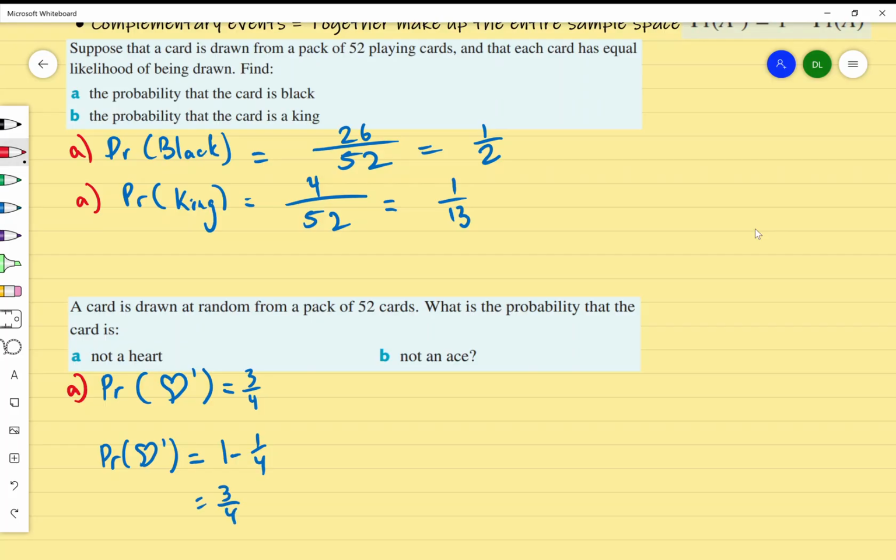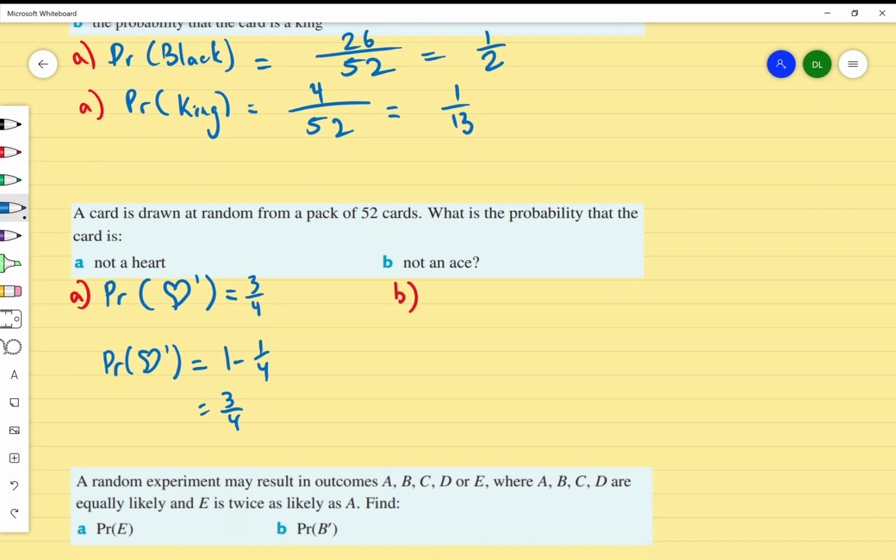Now the same thing, I'm going to apply that principle in our option for B. So we're trying to find the probability of a card being not an ace. I'm going to say the probability of, and I'm going to try my best to draw an ace. Actually, that's not even a thing. I'm just going to write ace. Probability of not ace equals 1 minus the probability of an ace.